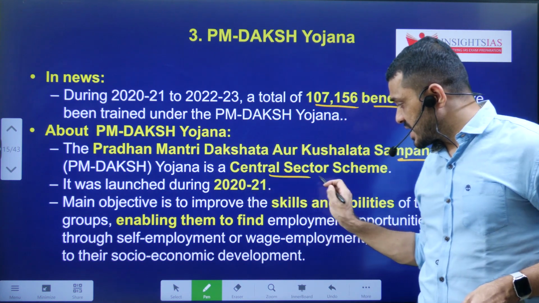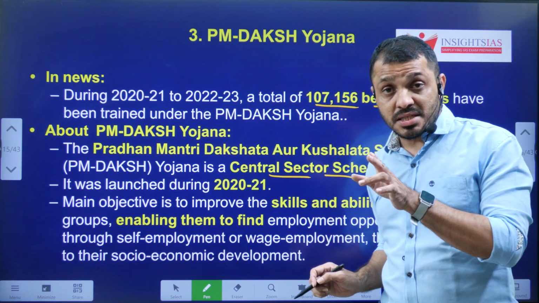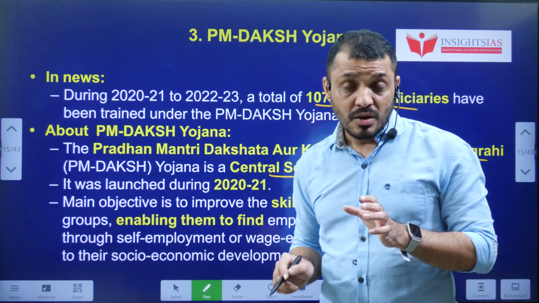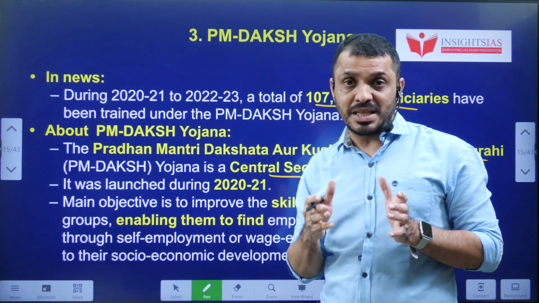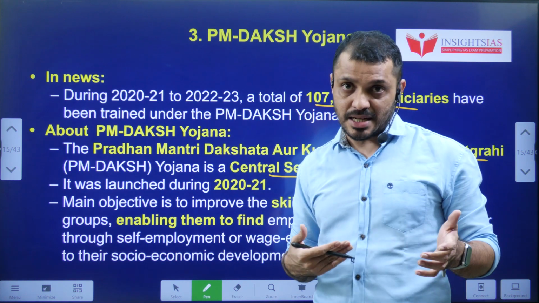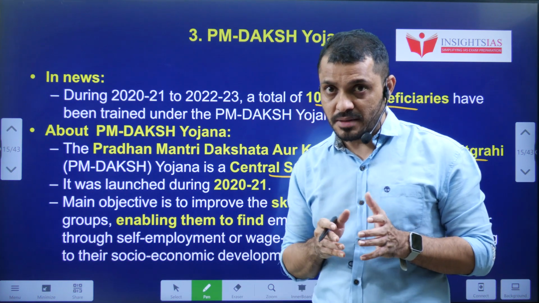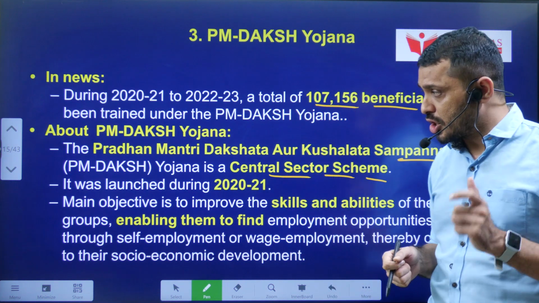It is completely a central sector scheme. I told you, students, central sector scheme means 100% of the funding is given by the union government. Whereas a centrally sponsored scheme means a certain amount of the money is contributed by the center and the rest by the state. It may be 90:10 or it may be 60:40. It depends on whether the state is enjoying special category status or not.